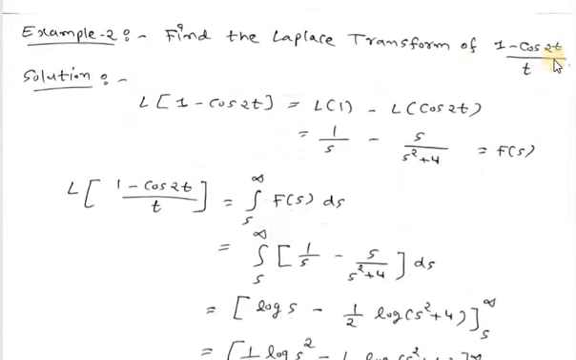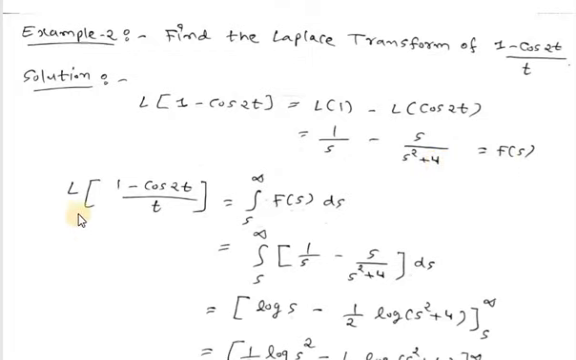Find the Laplace transform of (1 minus cos 2t) by t. Here f of t is 1 minus cos 2t. So we will find the Laplace transform of 1 minus cos 2t. Laplace of 1 minus cos 2t equals Laplace of 1 minus Laplace of cos 2t. Laplace of 1 is 1 upon s, minus Laplace of cos at, whose answer is s over s square plus a square. Here a is 2, so it becomes 2 square, that is 4.